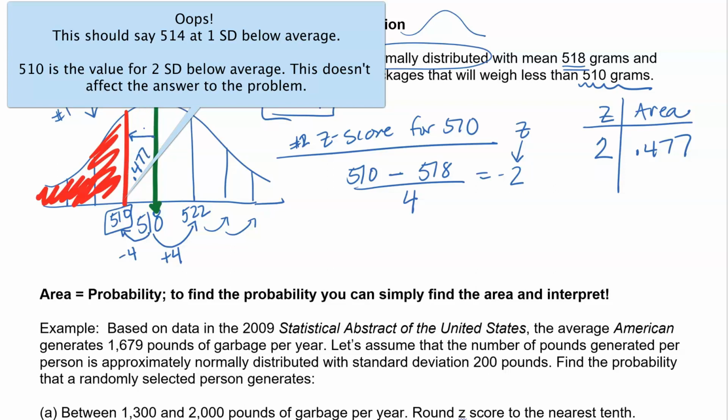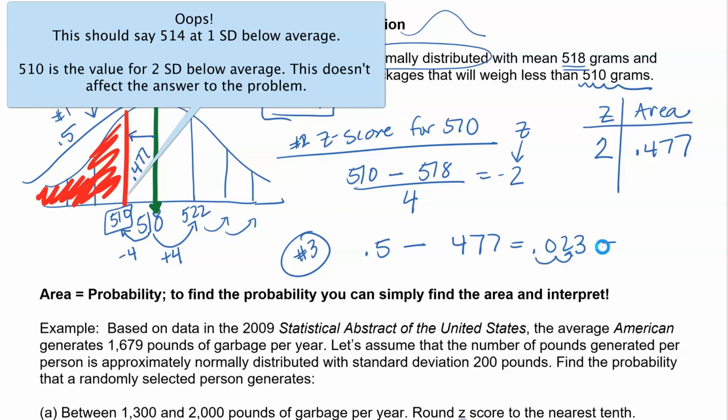And so if I want to find the area shaded in red, I'm going to have to take the whole left side, which is 0.5. Okay, so now I'm on step 3. I'm going to take 0.5 and I'm going to subtract the area that I don't want to get the area that I do want. Okay, so 0.023, and it's asking for the percentage, so I'm going to take that decimal and move it 2 spots to the right and get 2.3%.